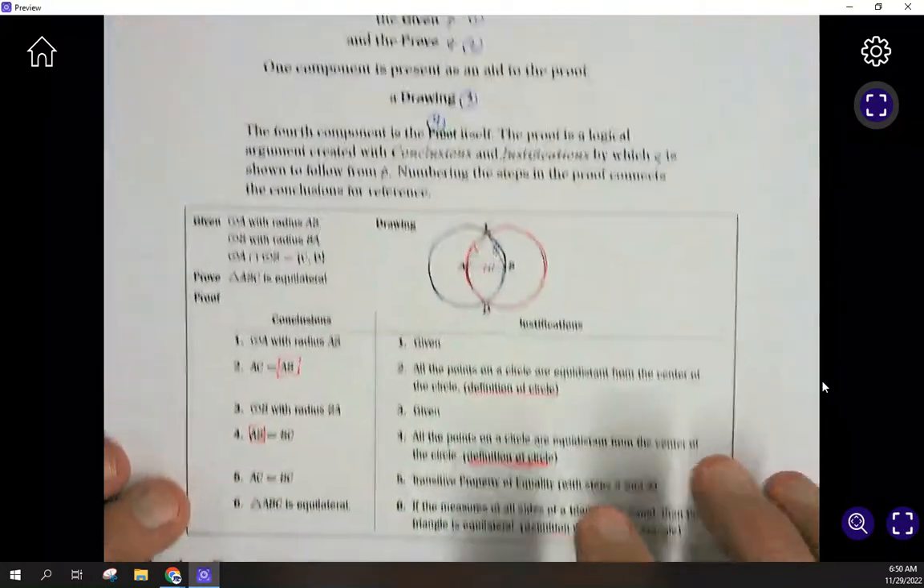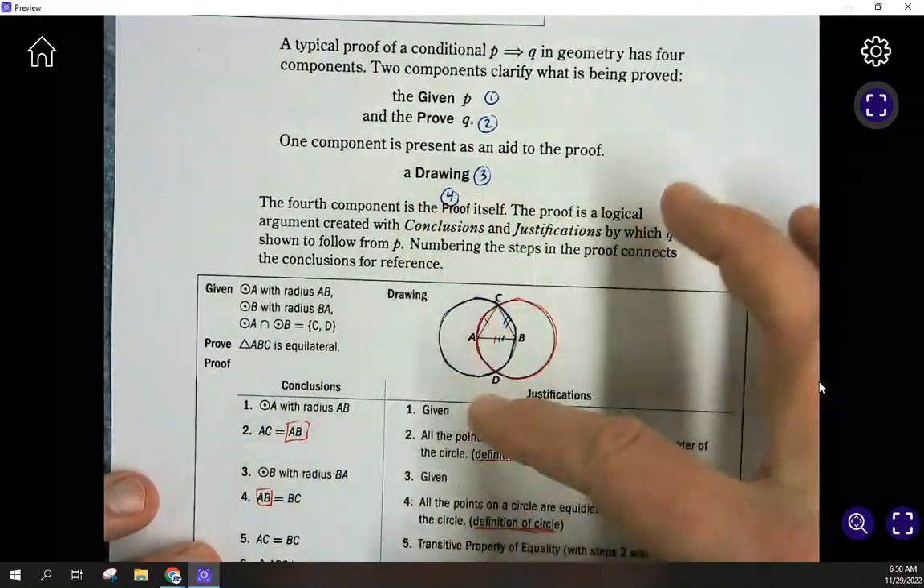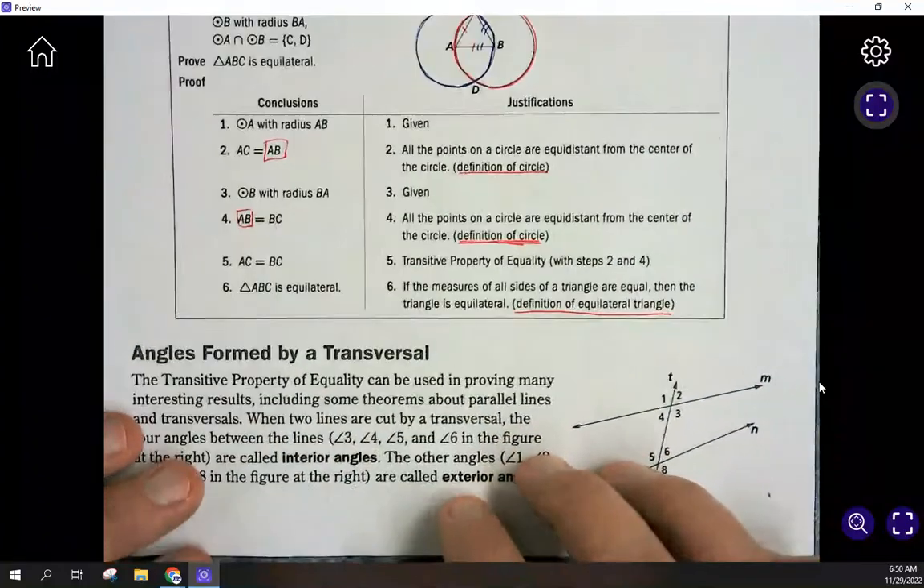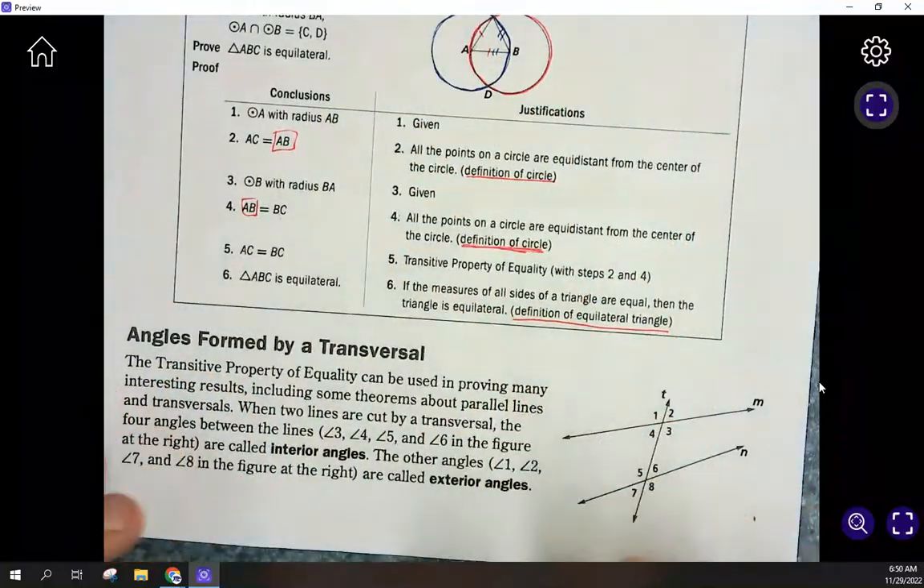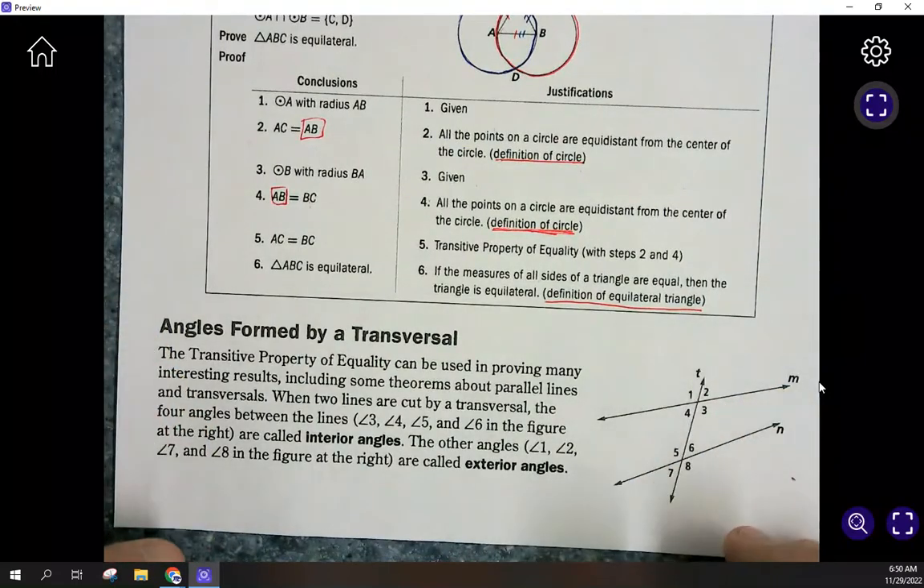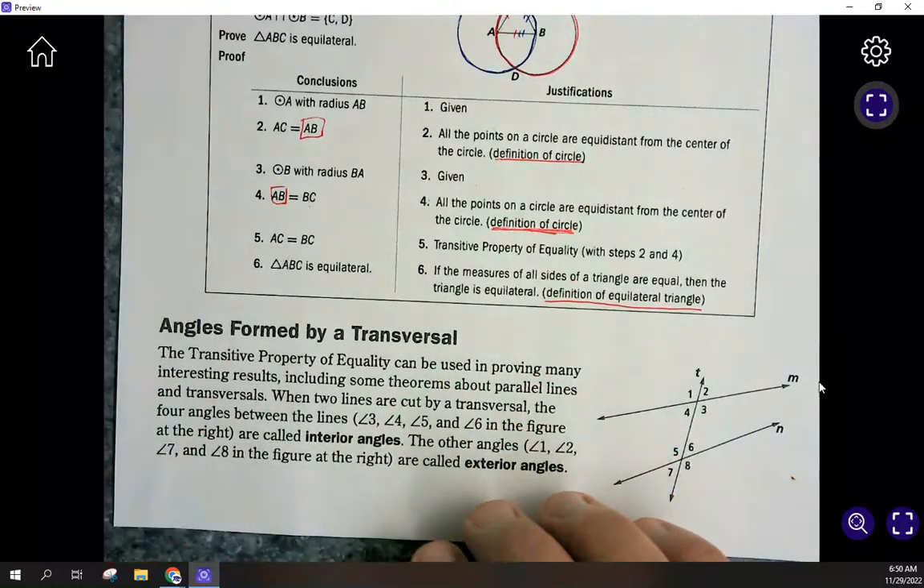So again, 4 things in a proof: the given and what you're trying to prove, some kind of drawing, and then the proof itself, which is all of these conclusions and justifications that get you from P to Q. All right. Now, we're going to use that same logic of thinking. We're using the transitive property to prove things, but now we're going to change pace.